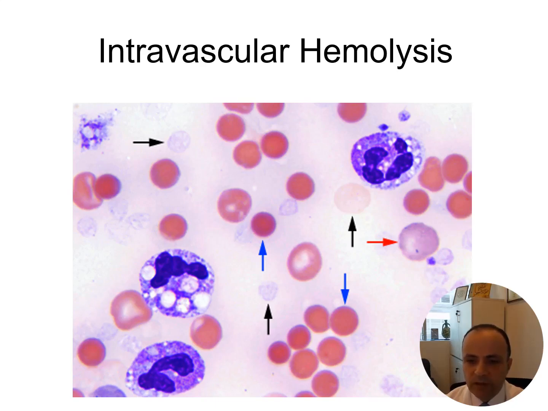This is the normal red cell, and this is the spherocyte. You can see they lost the central pallor and they're smaller inside. This is what's called microspherocytes.